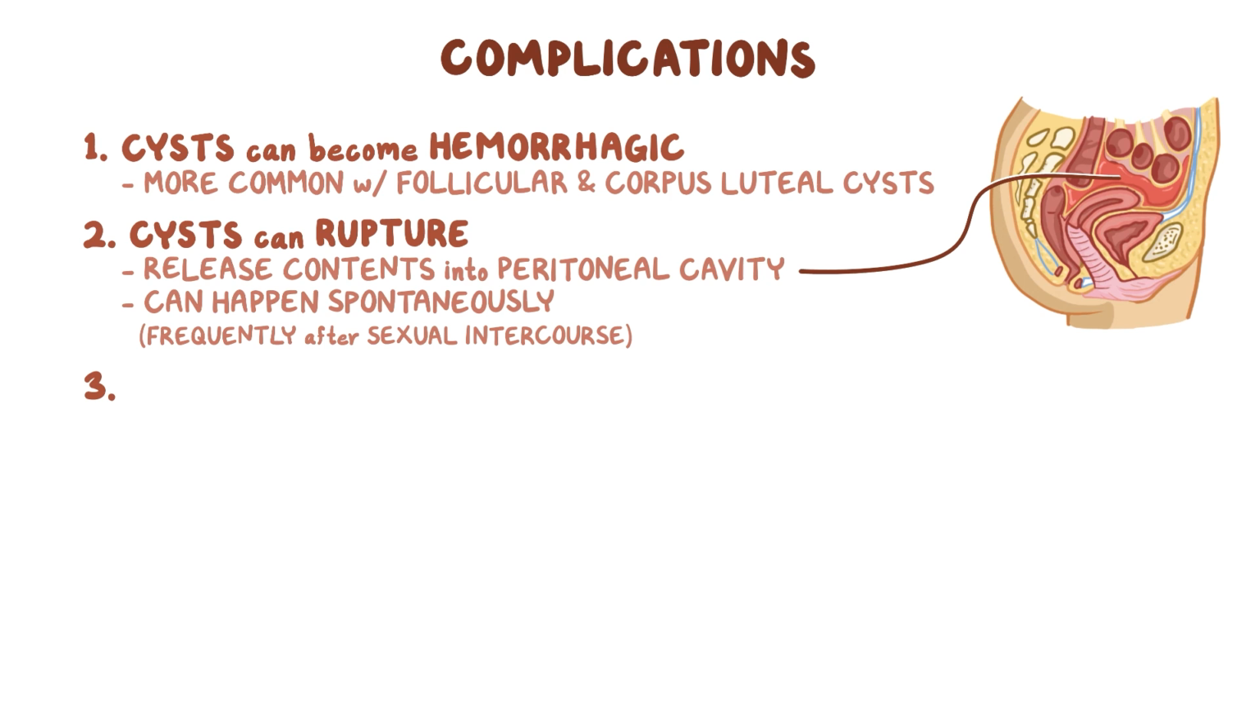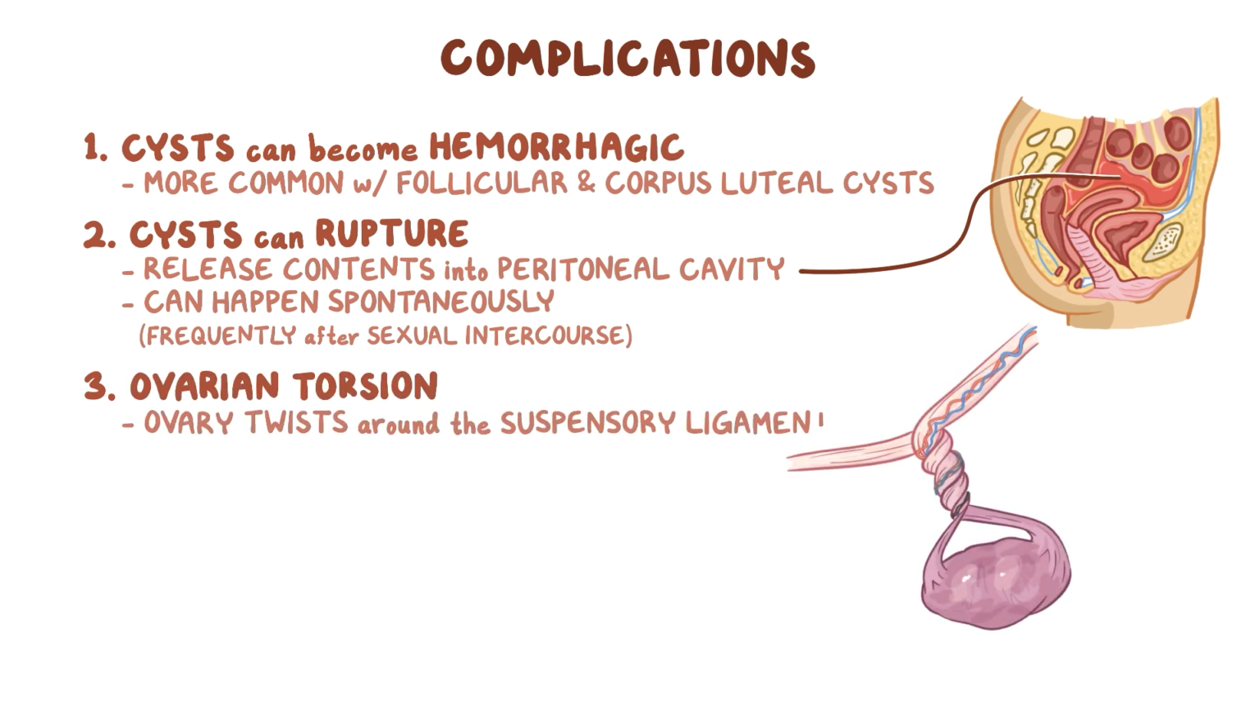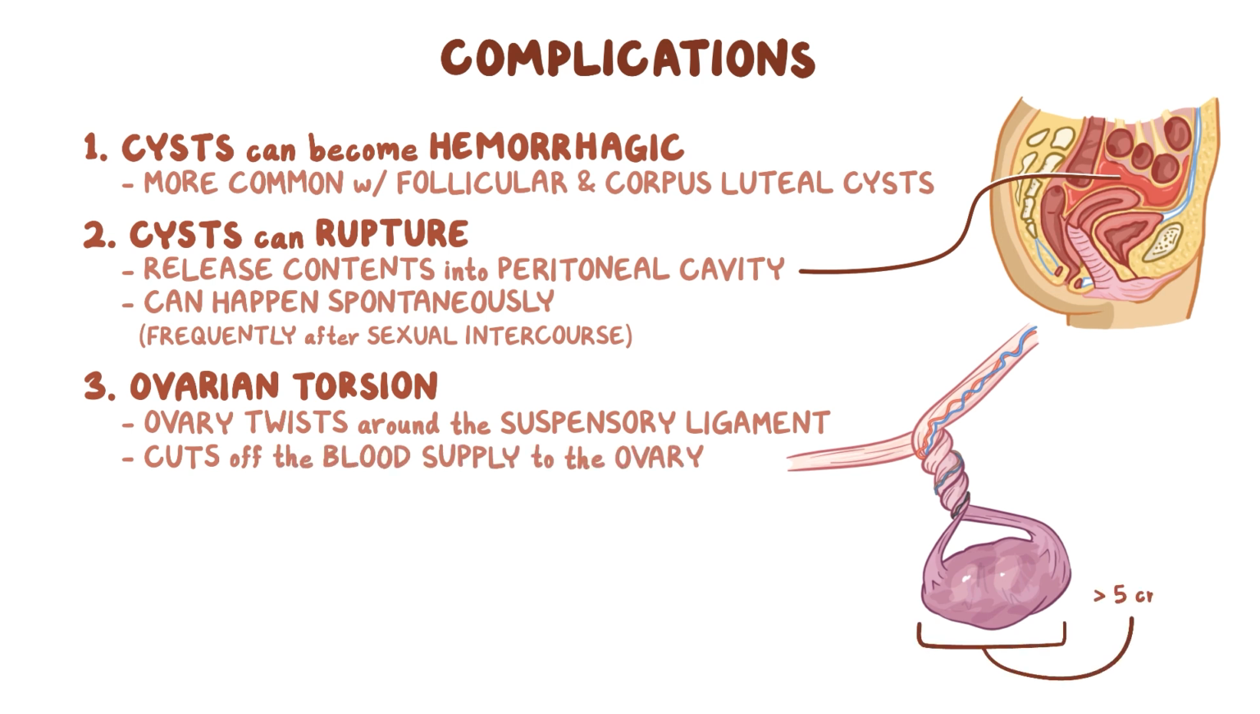A third complication is ovarian torsion, where the ovary twists around the suspensory ligament. Since this ligament suspends the ovary and contains the ovarian blood vessels within it, torsion can cut off the blood supply to the ovary. A risk factor for this is when the ovary is 5 centimeters or larger, which can happen with all kinds of ovarian cysts.